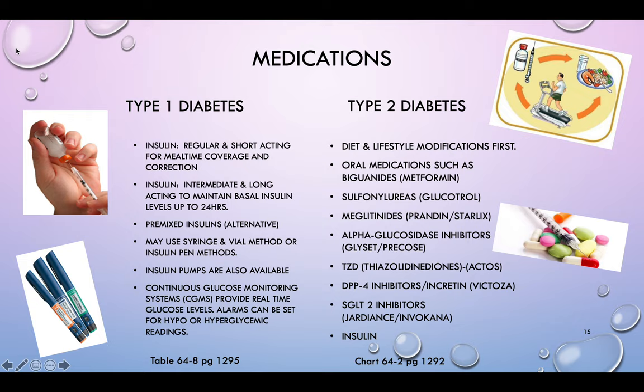Short acting is great. That's what we have now. And long acting or basal insulins, those work just like your pancreas, and they keep a low rate of insulin going all the time, just like your pancreas does. So you know which ones those are.